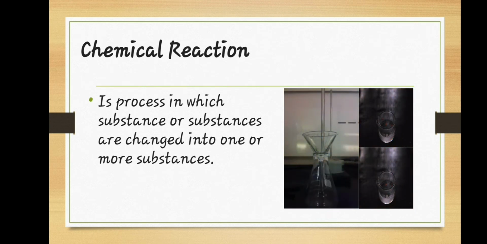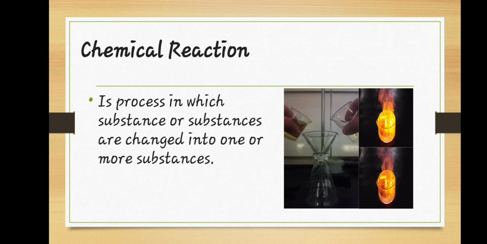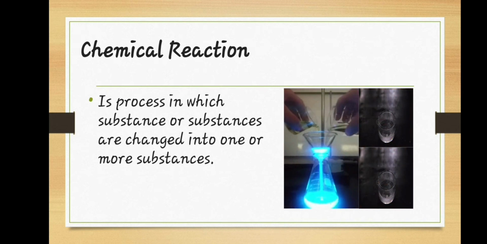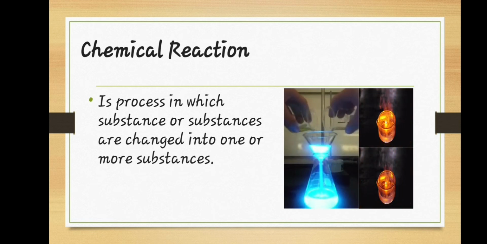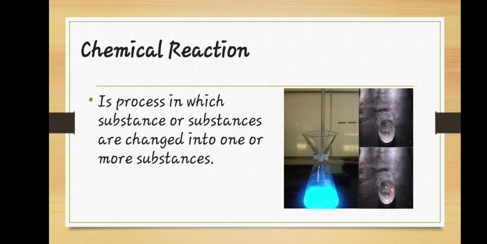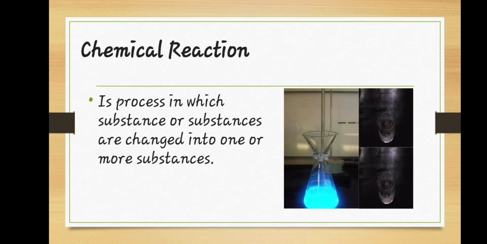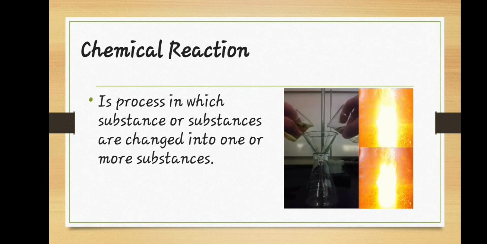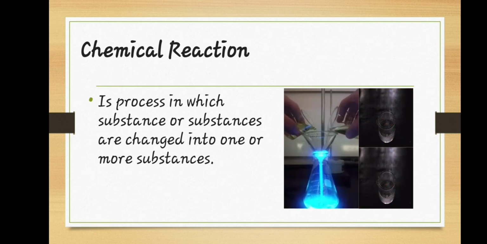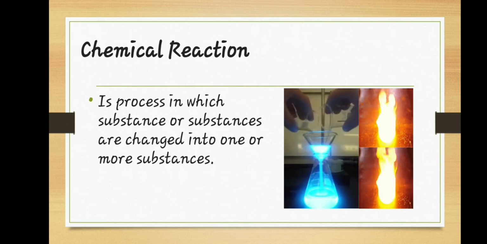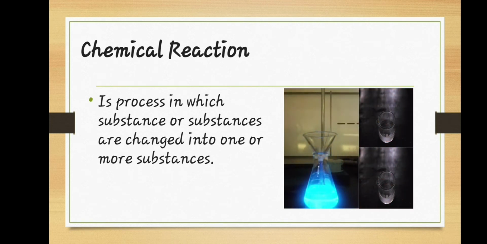Meron siyang process, may nangyayari. Ibig sabihin, from the chemical substance that you have, if that chemical substance undergoes chemical reaction, it will change into another new chemical substance. Okay, how does it happen? Of course, by breaking the bonds between the different atoms of the chemical substance. So that is the process called chemical reaction.